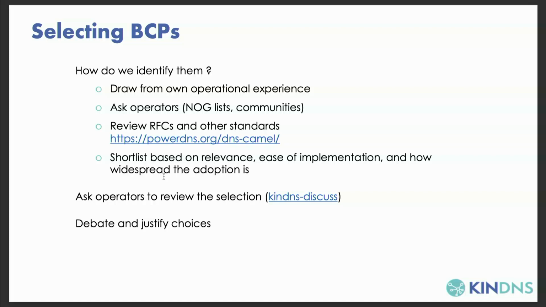So when it comes to selecting these BCPs, how do we identify them? We draw from our own operational experience. We also ask operators, such as ZANOG, where we have people operating real-life systems, and we also review RFCs and other standards. Lastly, we shortlist based on relevance, ease of implementation, and how widespread the adoption is. We have a mailing list, kindness-discuss, which you can join to discuss, debate, and contribute for the betterment of our internet.